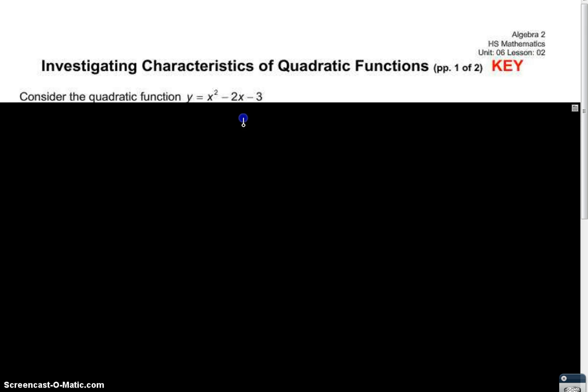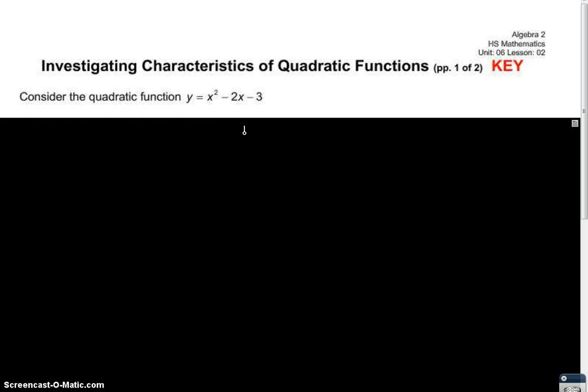Today we're going to be working with investigating characteristics of quadratic functions. So it tells me to consider the quadratic function y equals x squared minus 2x minus 3. It says we're going to use the table function of the graphing calculator to make a table of values for a domain of all integers from -3 to 5. So in the x column, I want y'all to write -3 all the way to +5. It says plot the points on the coordinate graph below. Connect the points with a smooth U shape called a parabola. So you should have a U shape in your graph.